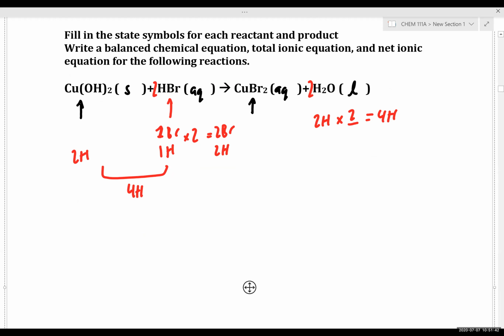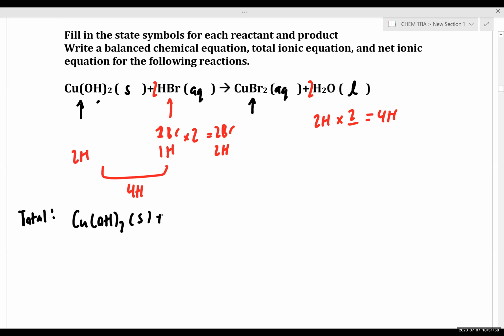So copper hydroxide, as it's insoluble, do we dissociate copper hydroxide? No, so that gives us copper hydroxide, solid. Do we dissociate hydrobromic acid? Yep, so that gives us 2H+ aqueous plus 2 Br- aqueous.